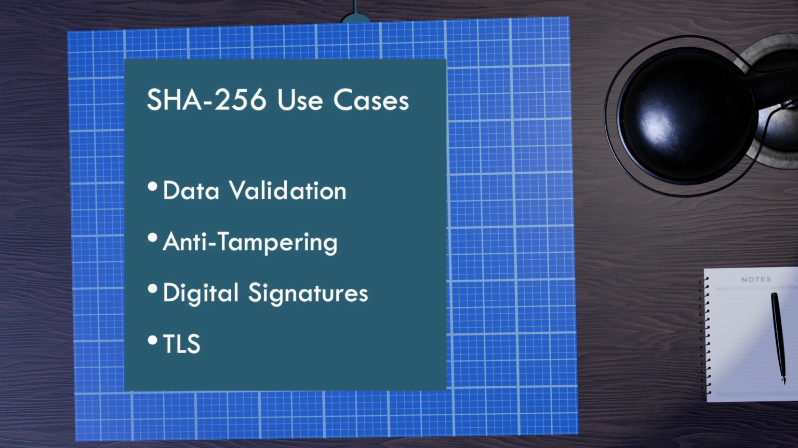And finally, things like TLS. When we get a Wi-Fi version of the Pico 2, we'd be able to use TLS to encrypt our communication and sockets. And TLS uses SHA256 along with a lot of other algorithms as part of its security layer.